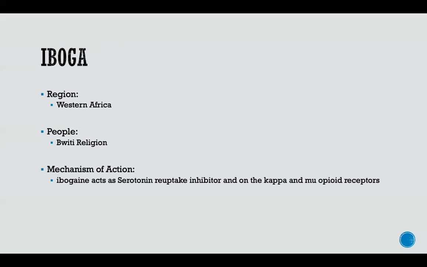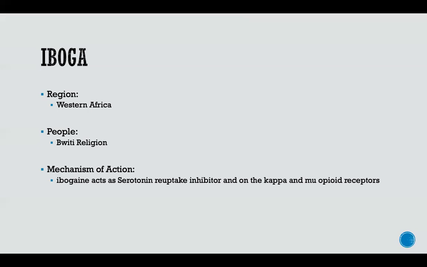Ibogaine has been used as a sacred medicine for thousands of years by practitioners of the Bwiti religion in Western Africa, and is believed to provide a pathway to gnosis, a direct mystical experience that provides communion with ancestors and spirits. Ibogaine can induce a dreamlike state, causing introspection, dissociation, and altered states of consciousness.